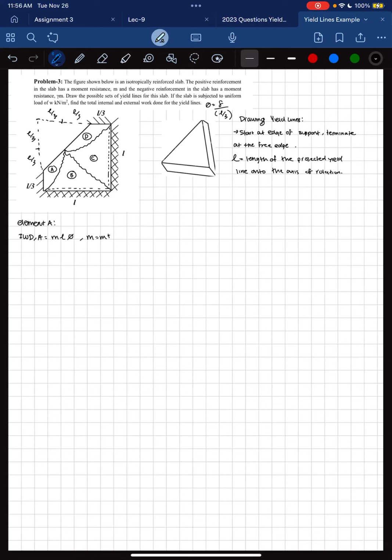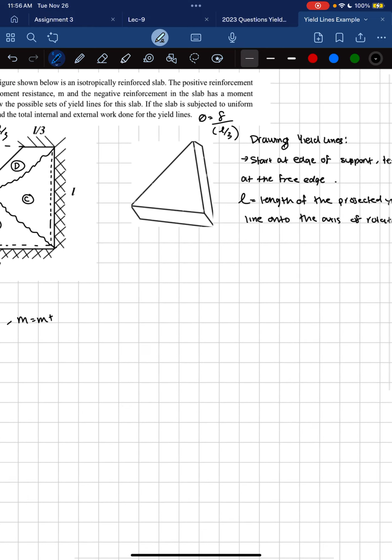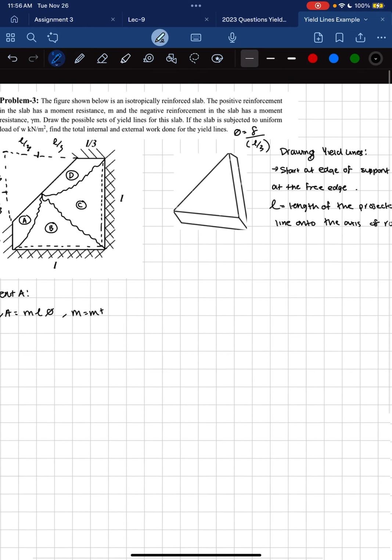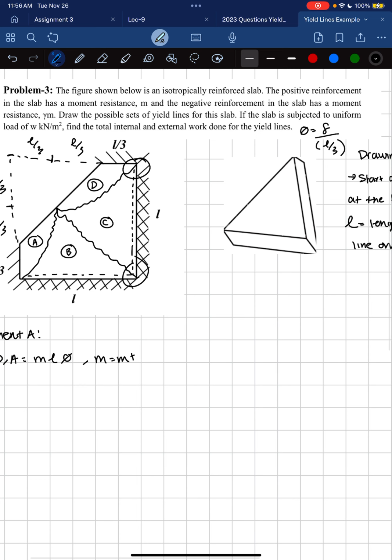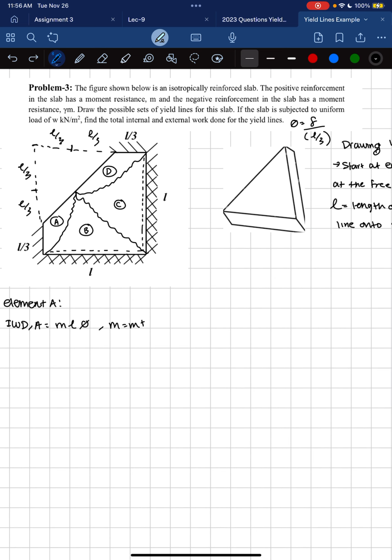Okay, let's do this example from assignment 3. We're doing problem 3. So we start off by drawing the yield line pattern. My general rule when drawing them is that I start at the edges of one of the supports, and then I move towards the free edge, in this case, since we have a free edge. This edge right here. We move towards the free edge since the free end can't resist a moment or a force. So yeah, yield lines go like that.